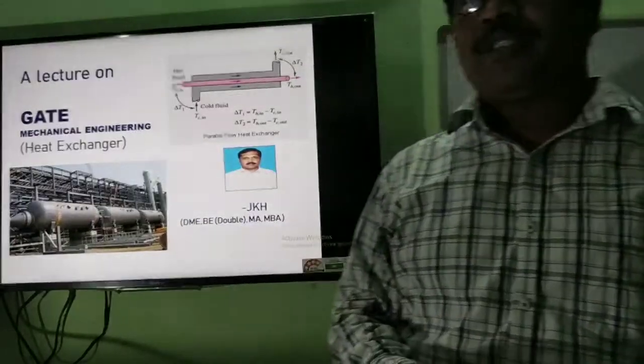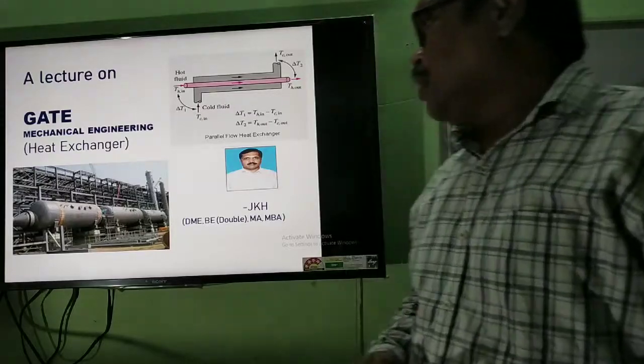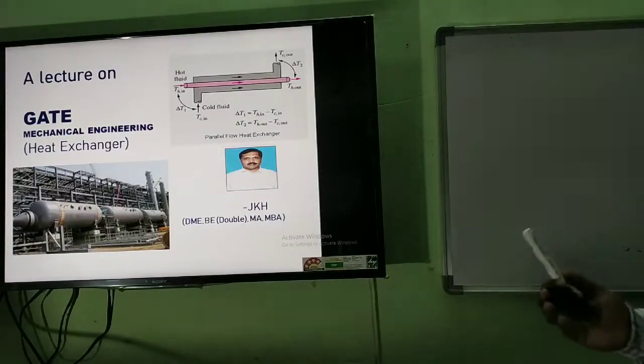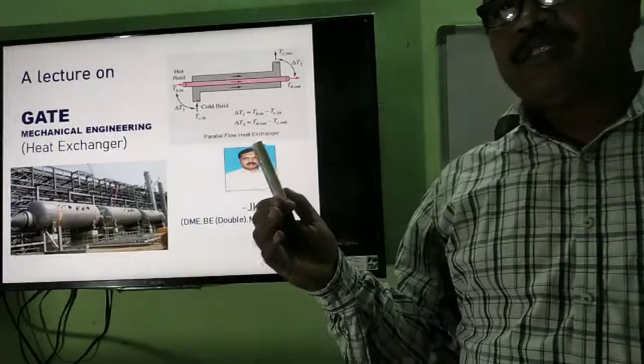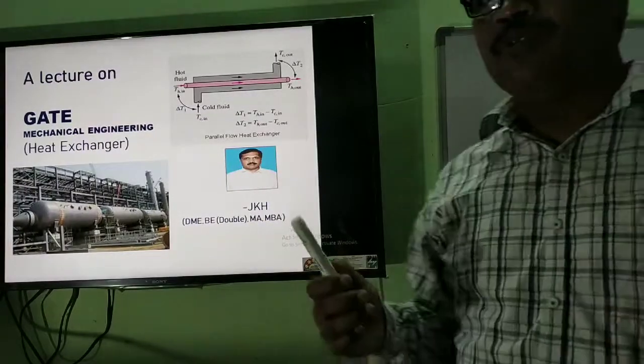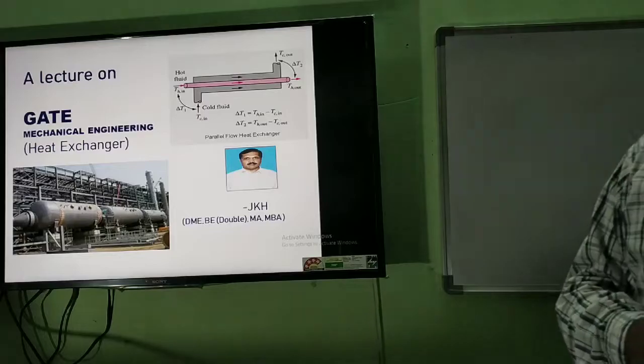This is one of the important chapters coming in the GATE exam. So what is a heat exchanger? Two fluids are passing through a device. One is hot, one is cold. The cold fluid is taking the heat from the hot fluid.